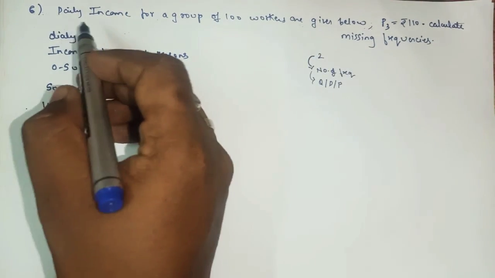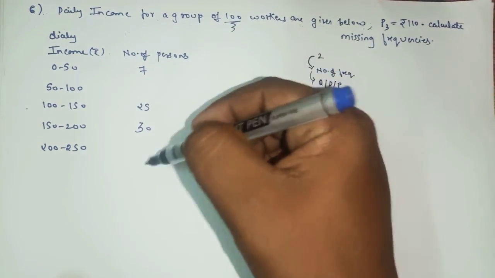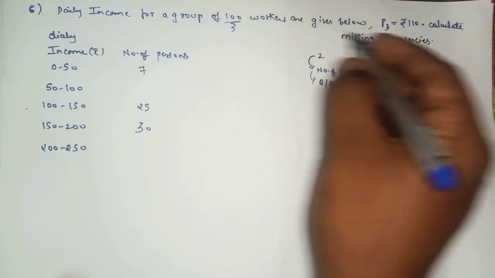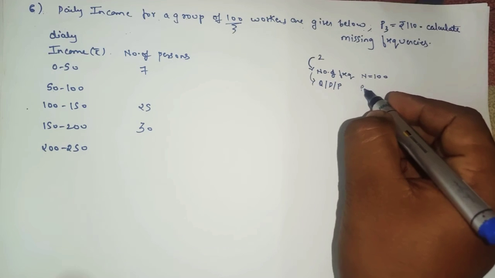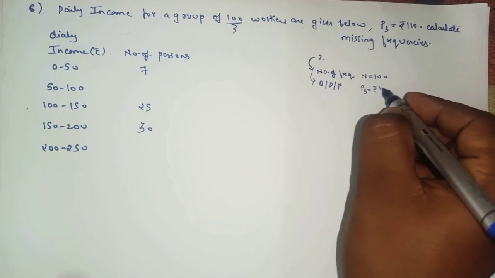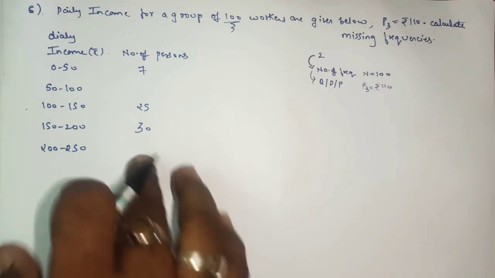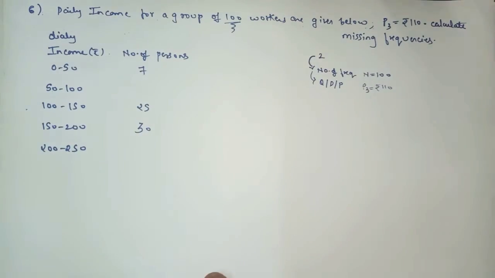As clearly we can see, the daily income is for a group of 100 workers, so the number of workers here is n equals 100, and we got one more value from the question, that is P3 equals rupees 110. So this sum you have to tackle, you have to try by yourself. I will simply explain the format.